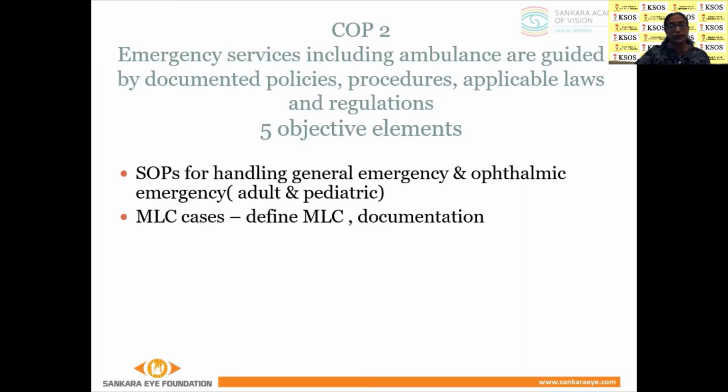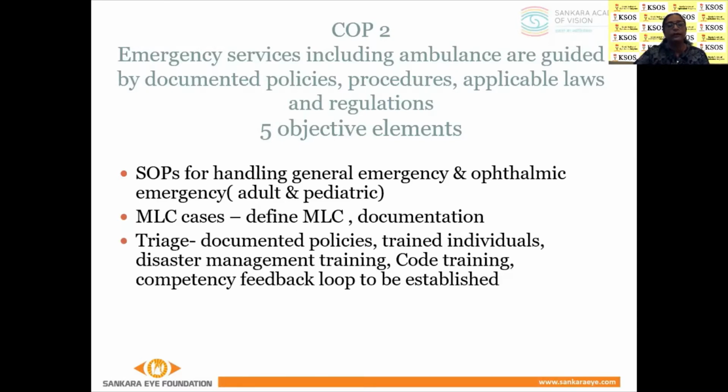Coming to the medical legal cases, the organization should define what is a medical legal case, and the same should be documented as a policy or a manual. And triage also should be documented as a policy. There should be trained individuals who can execute this triage.